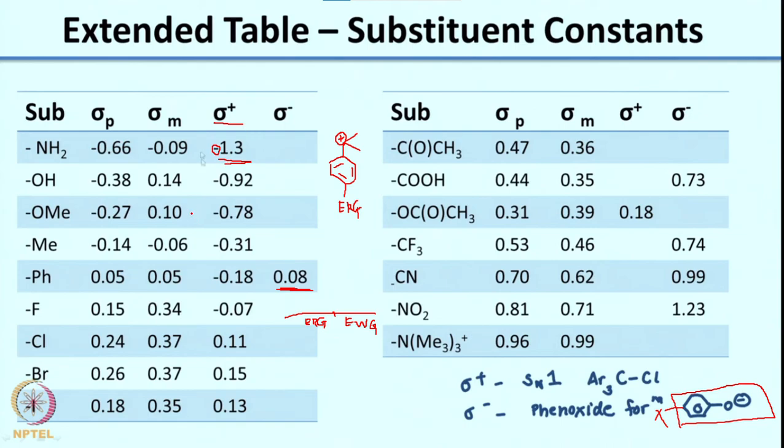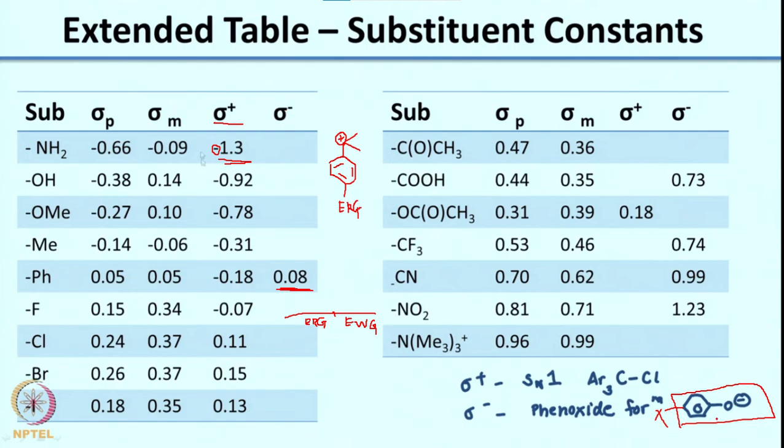Then we have compared all the delta plus charge values, and then we have observed that in case of the phenyl group as a substituent, instead of electron rich group, we observe that it increases the sigma minus effect also.